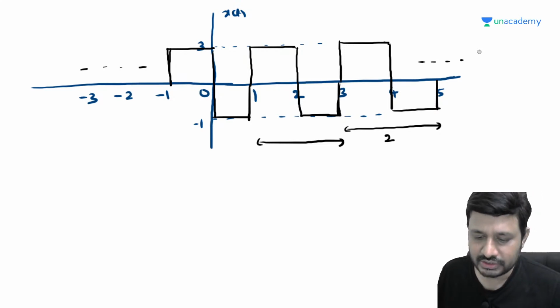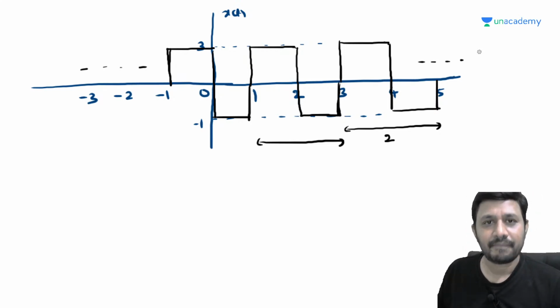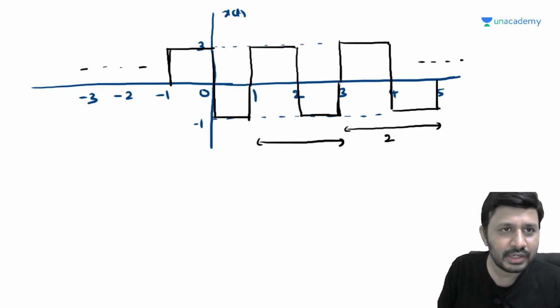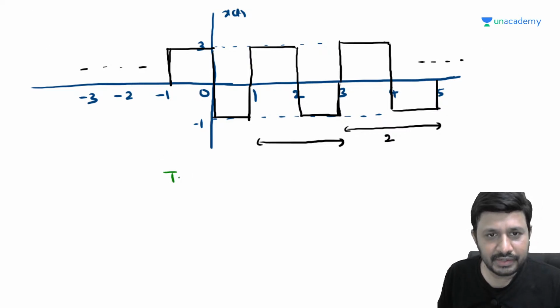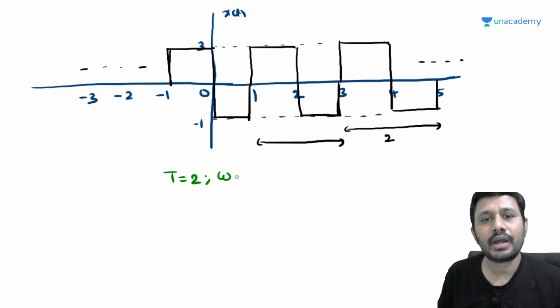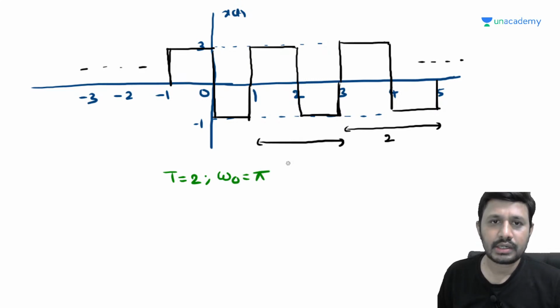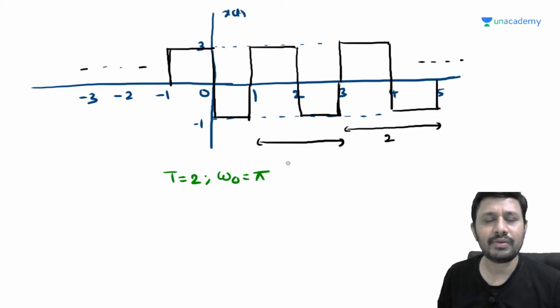Fazal Rasul, you have changed your answer. Let's verify. Now period is 2. Let's analyze this one. Period is 2. Omega naught is pi. Even signal or odd signal? Symmetry is not there. But what we call by the name hidden symmetry. Can you make the signal odd with the subtraction or addition of a DC value? Yes, with the subtraction of a DC value I can make this odd.